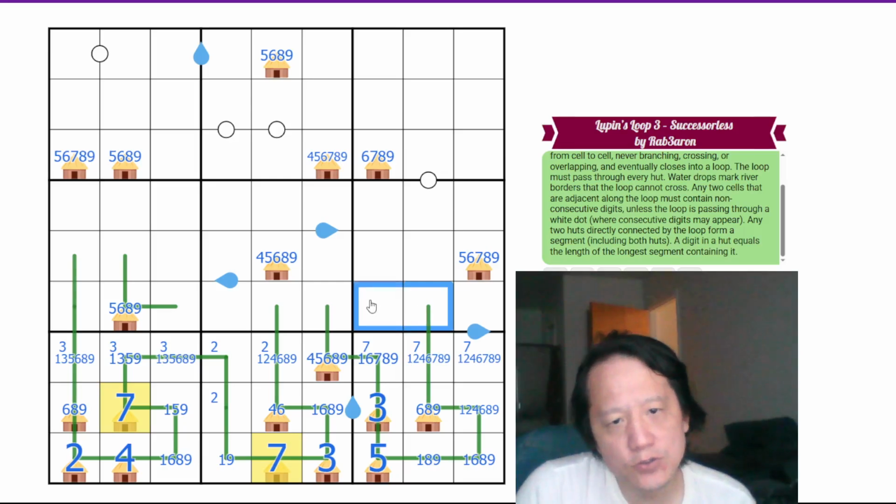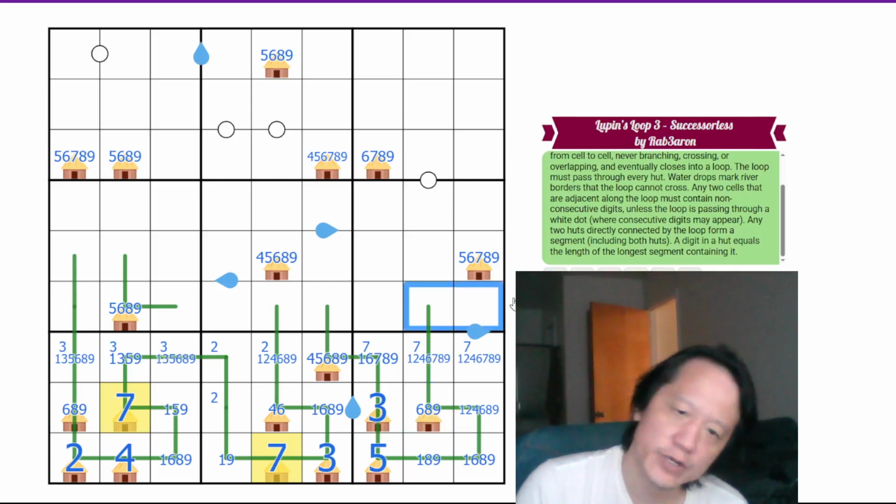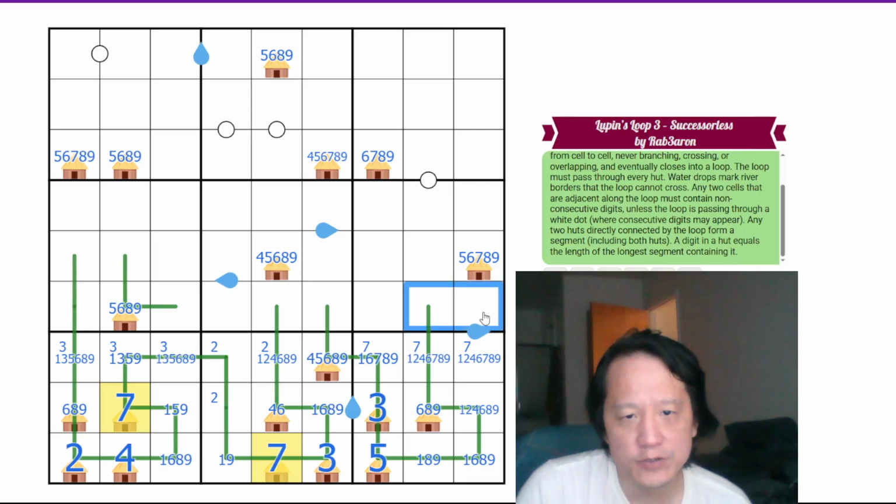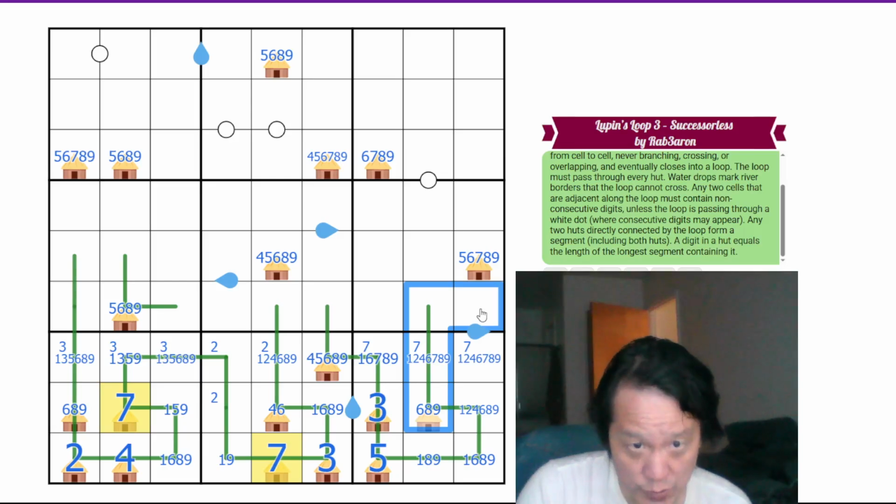This could do. Okay, this cannot go this way. We know that for certain. If it goes this way, it has to go that way, and then this would be 1, 2, 3, 4, 5 as a segment, and 1, 2, 3, 4, 5 as a segment. So this cannot go this way.